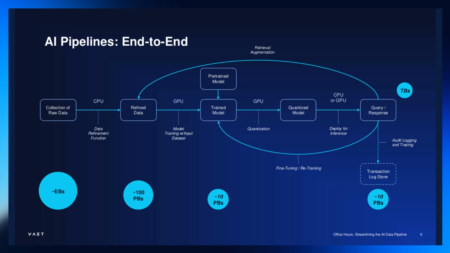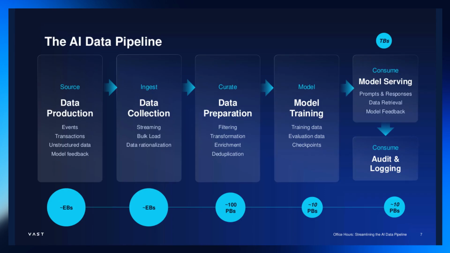So this is sort of that flattened version of that original cycle I showed you for AI. And this is more of a pipeline. Let's flatten it one more time. So this is a very simplistic view of what we're doing here. So again, you've got your source, your data production, you've got your events, your transactions, unstructured data, and model feedback coming in. Now, unstructured data is going to be things like videos and audio and pictures and documents. And so that's data that often got ignored in the past. And that's why we're talking about exabytes now.